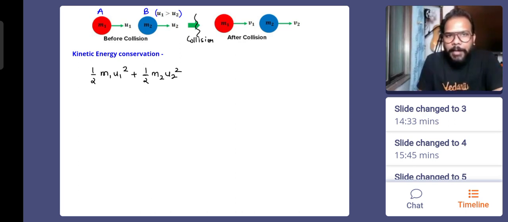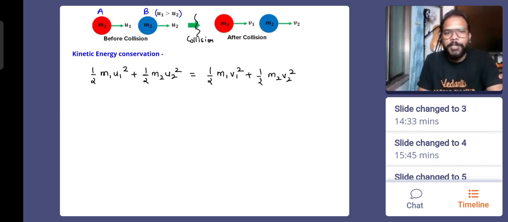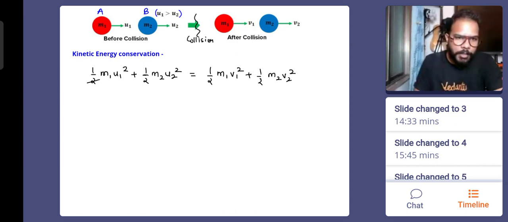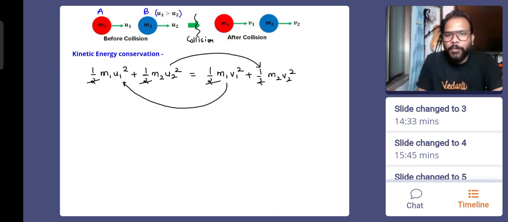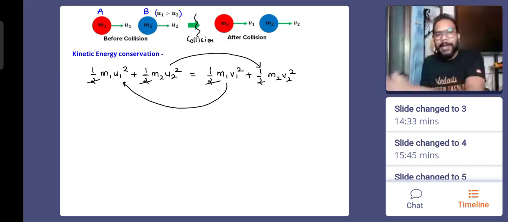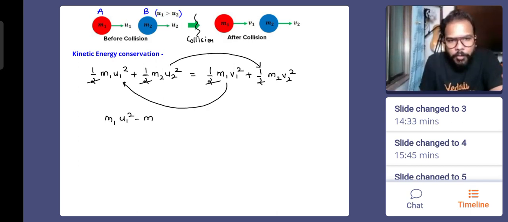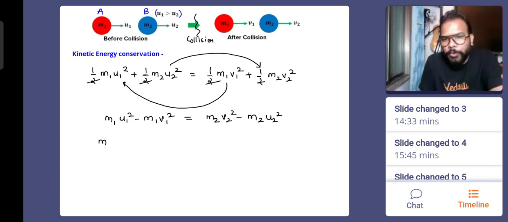So half m1 u1 square is the kinetic energy of the first body, half m2 u2 square is the kinetic energy of the second body before collision. Now after collision, half m1 v1 square plus half m2 v2 square. Both are equated because kinetic energy remains conserved in a perfectly elastic collision. The halves cancel throughout, and again you do the same thing: bring the m1 term to the left hand side, take the m2 term to the right hand side. So this looks like m1 u1 square minus m1 v1 square equal to m2 v2 square minus m2 u2 square. Take m1 common: u1 square minus v1 square. Take m2 common: v2 square minus u2 square.